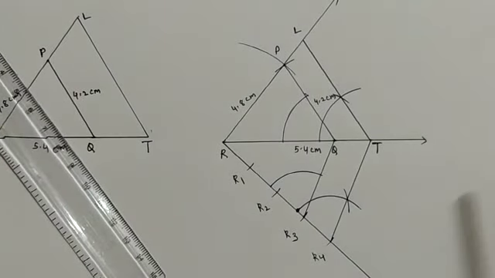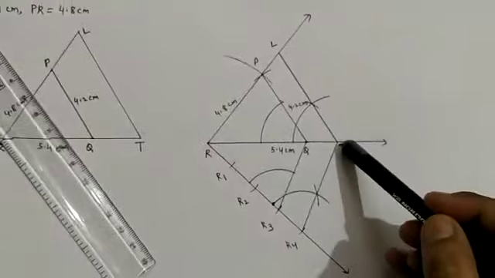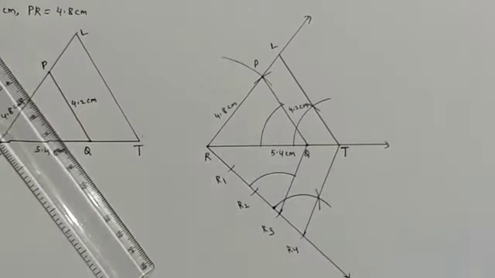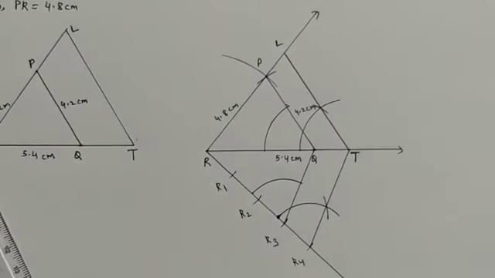Students, you can see that you got triangle LTR, and this is triangle PQR. Both are similar triangles. Do this construction.